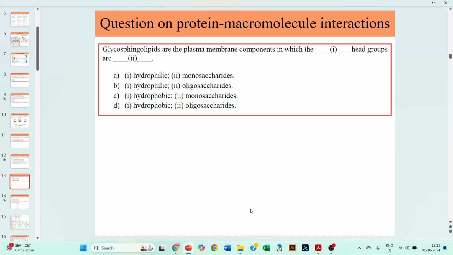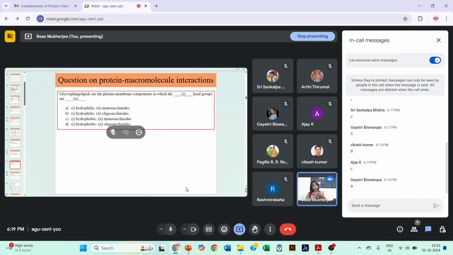Now we have glycosphingolipids. We'll talk about glycosphingolipids in the upcoming slides. Now, glyco and sphingo and lipid. For these oligosaccharides, you will have to break up the name because mostly the structure and everything you will get to know from the name. Alright. So, glycosphingolipids are plasma membrane components in which the head groups are hydrophilic, and your second blank is oligosaccharides.